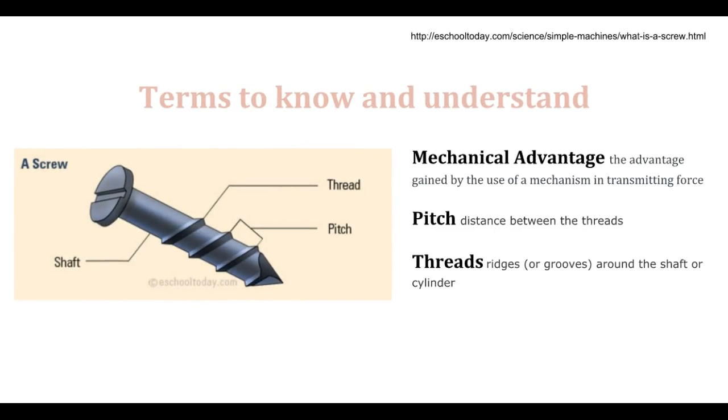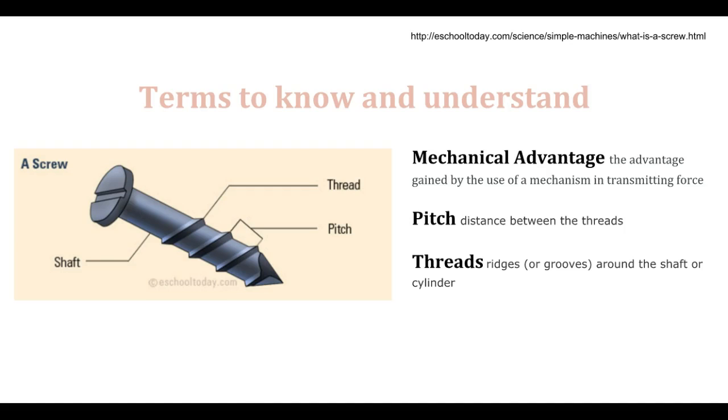Okay, terms that we need to know and understand about the screw. First, let's talk about the mechanical advantage: the advantage gained by the use of a mechanism in transmitting force. A screw has something called a pitch. The pitch is actually the distance between the threads. So now you're asking, well, what's a thread? Well, the thread is the ridge or groove along the shaft or cylinder.